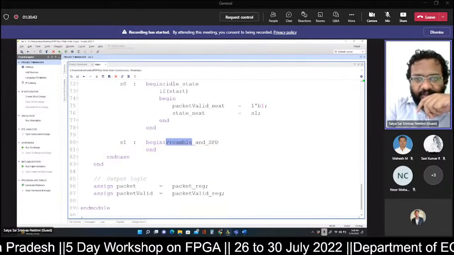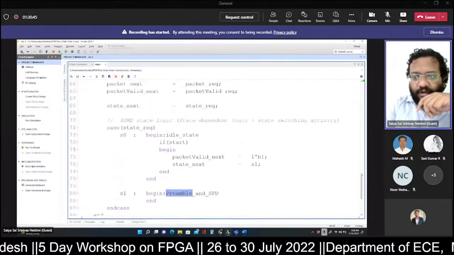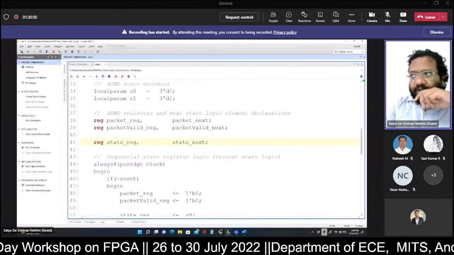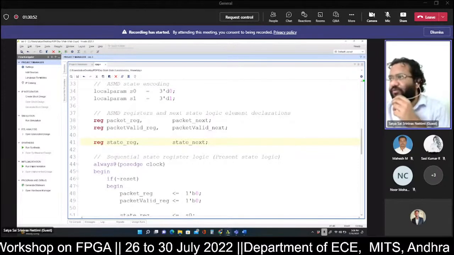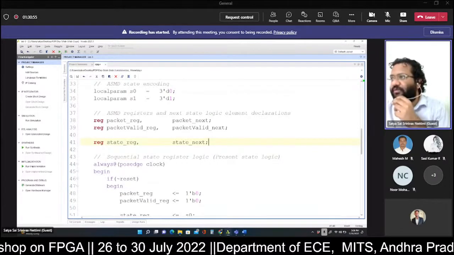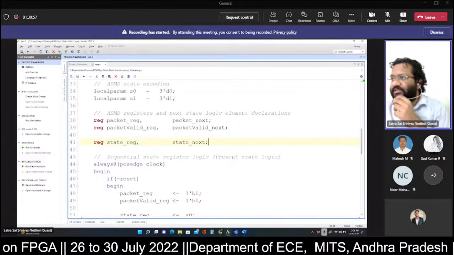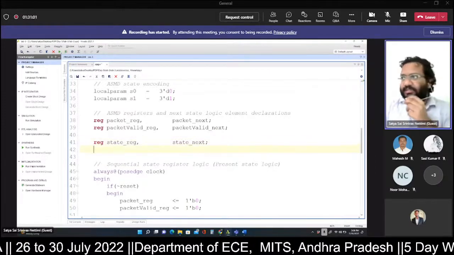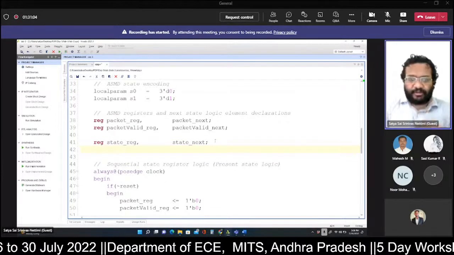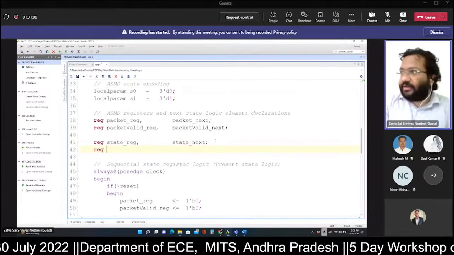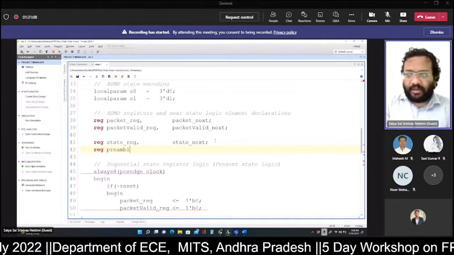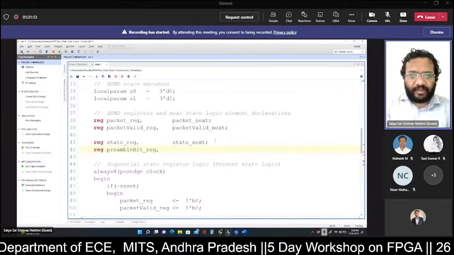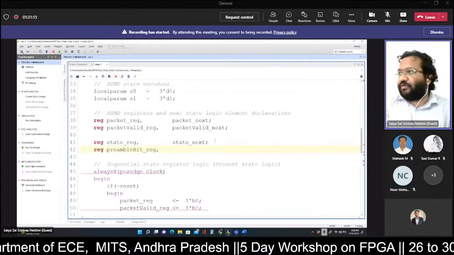The first bit in the Ethernet frame comes from the preamble. So what I am doing is creating a new reg data type, or else a register, that is named preamble bit. So reg preamble bit register, and its next state logic counterpart.